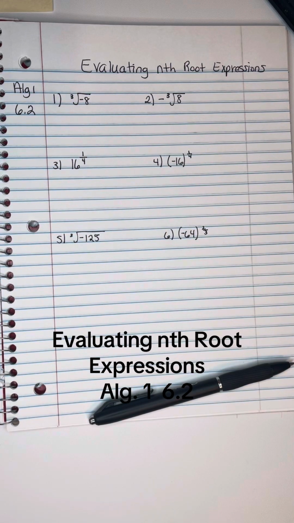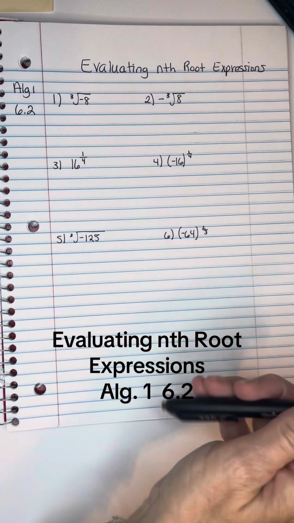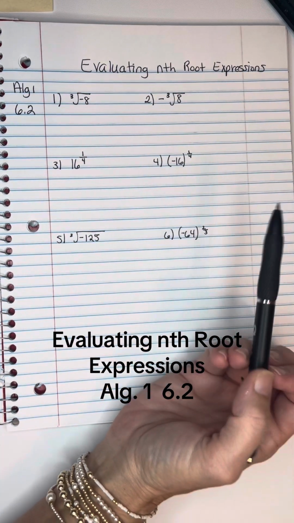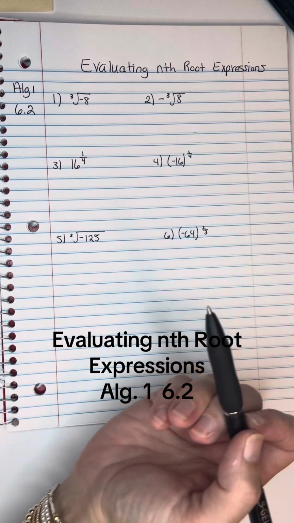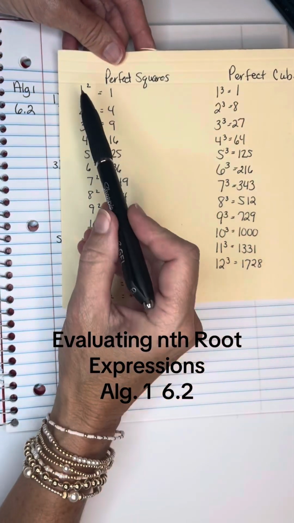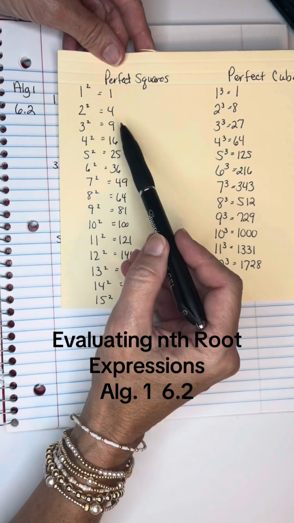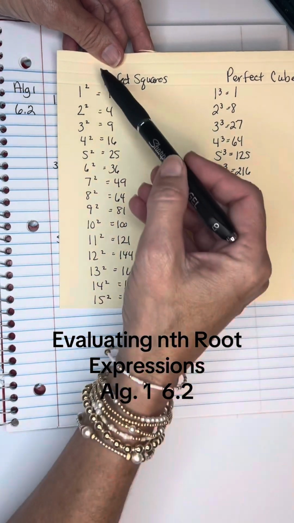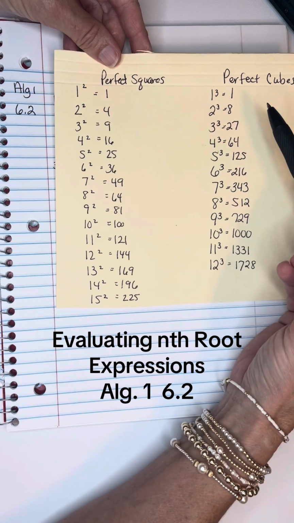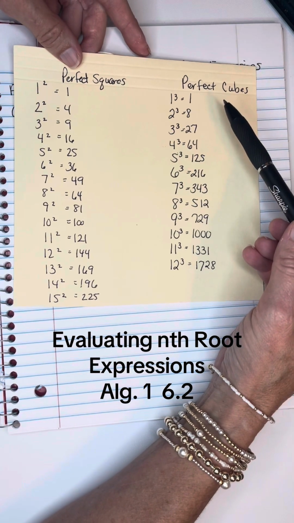Evaluating nth root expressions. So we're going to deal with some cube roots and some fourth roots in these problems right here. One thing that might help you is you're probably familiar with the perfect roots, like 1 squared, 2 squared, 3 squared. If I take the square root of these, I get this number over here. Sometimes it helps to go ahead and make a list of perfect cubes.